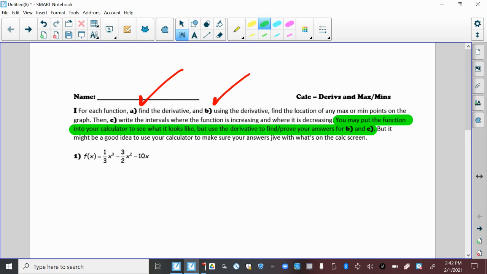You may put the function into your calculator. So in order to find where it's increasing and decreasing, use your calculator. You just randomly wrote some of the intervals on there. Just double check the intervals that you wrote on there to make sure they match up with your graph.